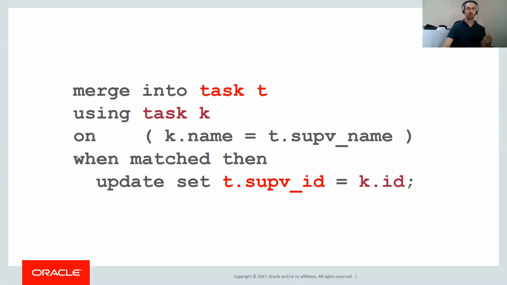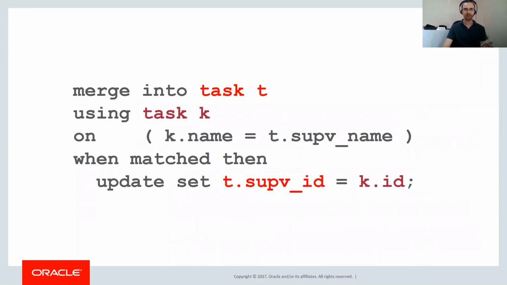And for people that don't have their own tasks, this join returns nothing, and they would normally fall into the when not matched clause, so we could do an insert. But here we want to do an update only. That's all we want to do.